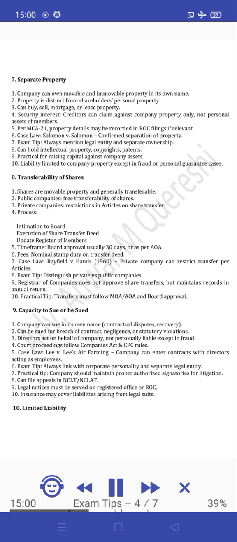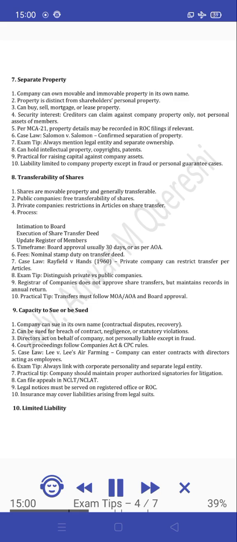7. Separate property. 1. Company can own movable and immovable property in its own name. 2. Property is distinct from shareholders' personal property. 3. Can buy, sell, mortgage, or lease property. 4. Security interest. Creditors can claim against company property only, not personal assets of members. 5. Per MCA 21, property details may be recorded in ROC filings if relevant.